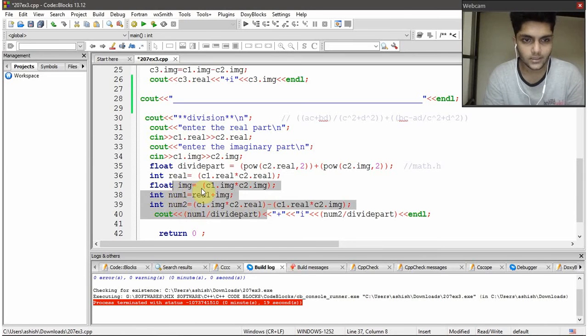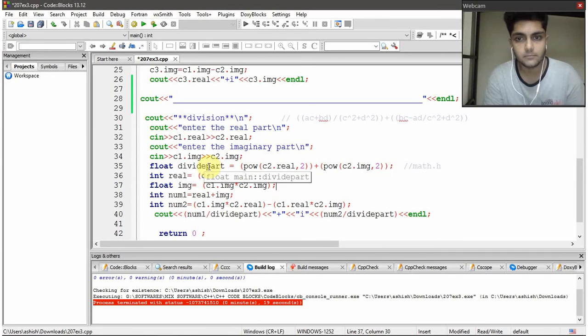So here I have declared some variable, that is float divide part. First of all we will calculate the divide part, and divide part will be in the square. So here in this comment section you can see how this division of complex numbers is performed.